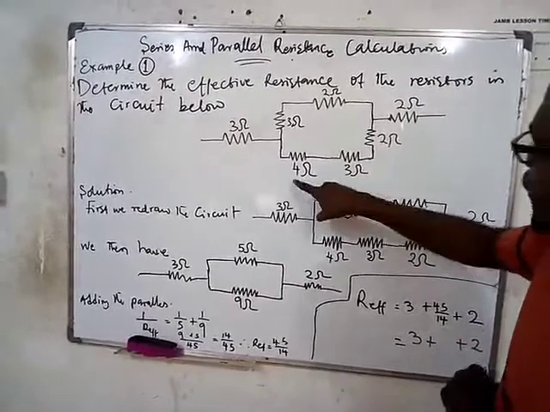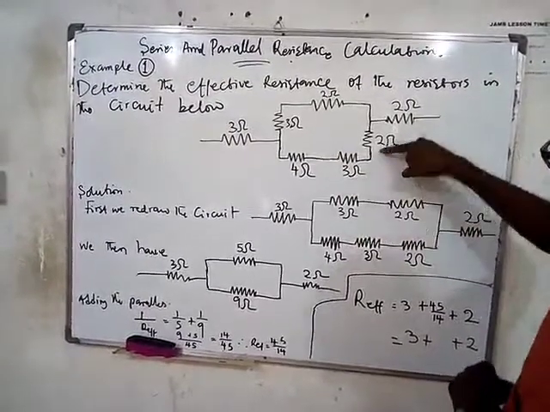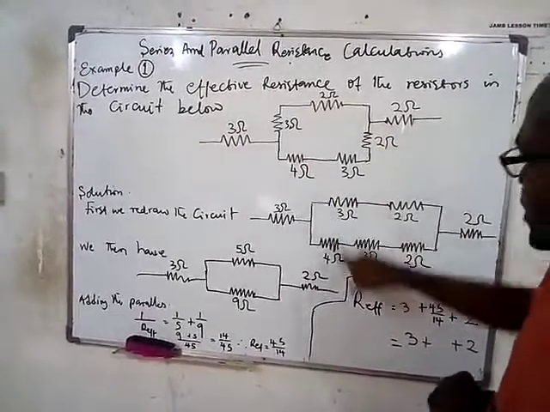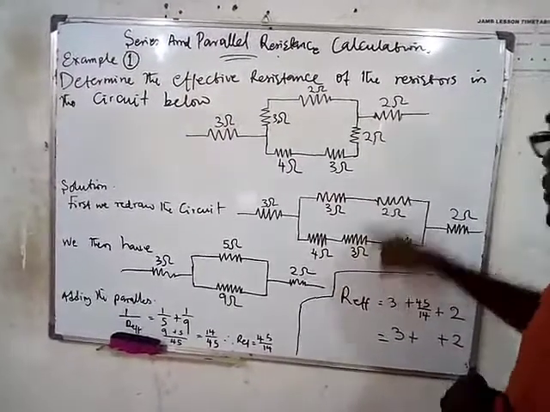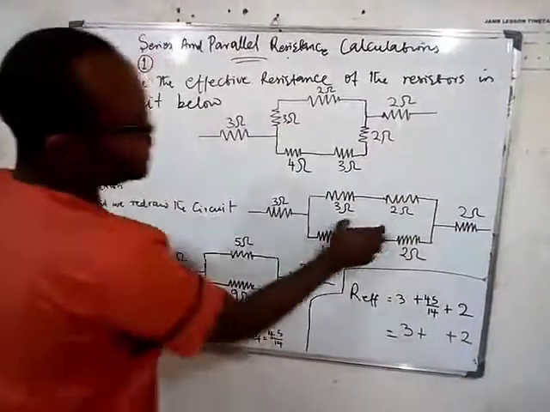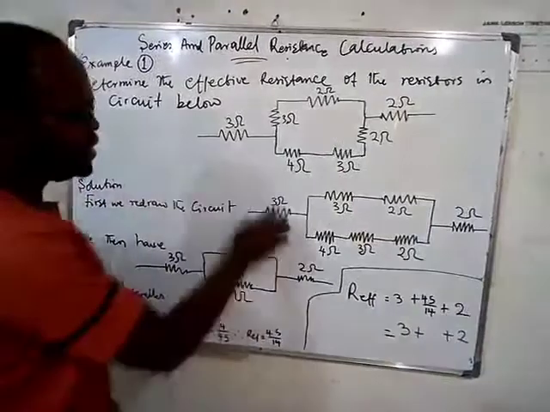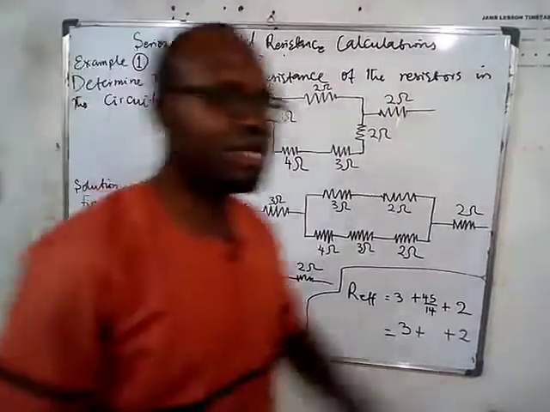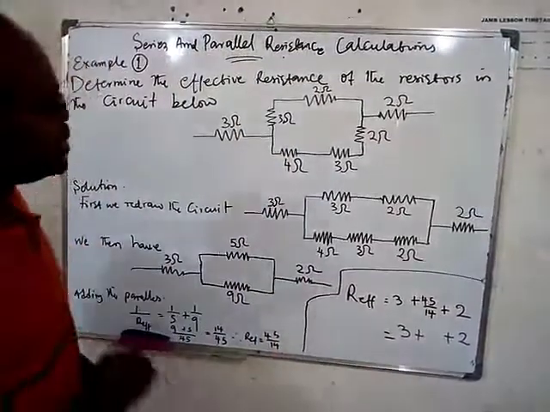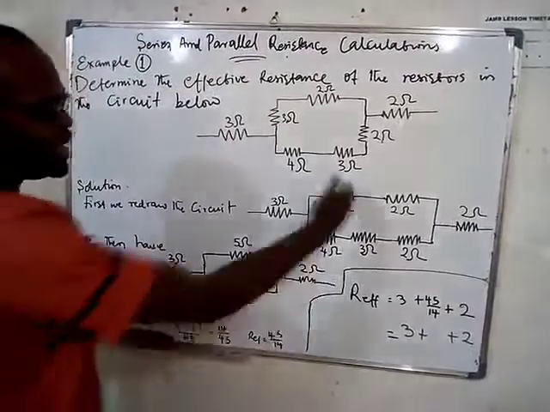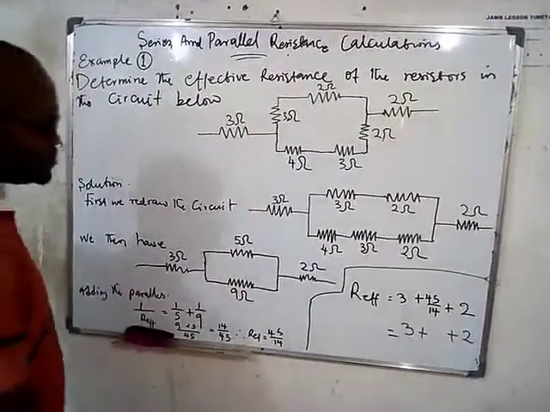Then if you look at this 4 ohm resistor and 3 ohm and this one, you see that all of them are also in series. So you have 4 ohm resistor, 3 ohm resistor, and 2 ohm resistor. So you see that this circuit is the same thing as this circuit, only that it is drawn in such a way that the effective resistance calculation can be done easily. If you're able to redraw this circuit to be this, then the calculation becomes very simple.